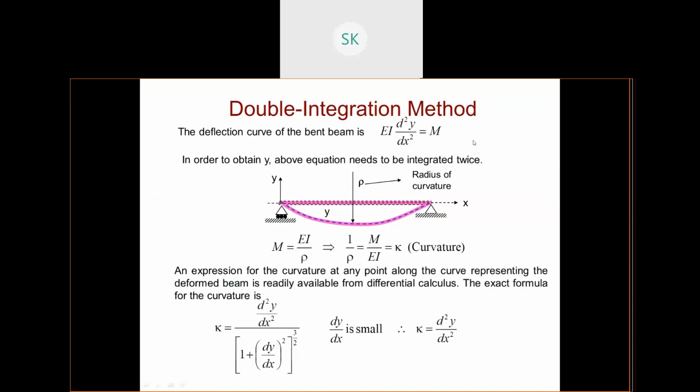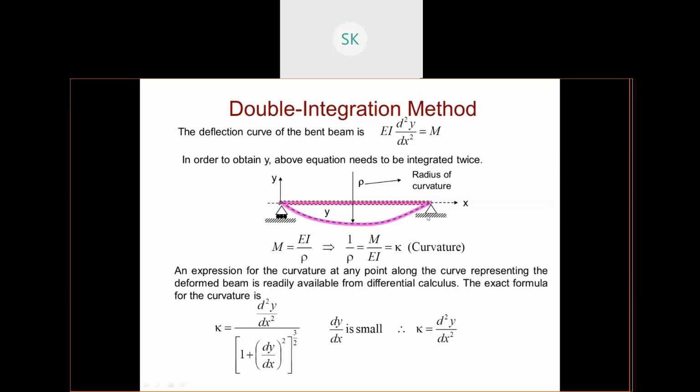Now M, we have discussed, we have bending equations, right? So this is from the bending equation only. So M by I is E by rho, and 1 by R is equal to M by EI, equal to K. They have represented the curvature as K here. In the earlier classes, I have represented curvature as R, so no issue with that. An expression for the curvature at any point along the curve representing the deformed beam is readily available from differential calculus. The exact formula of the curvature is this one.